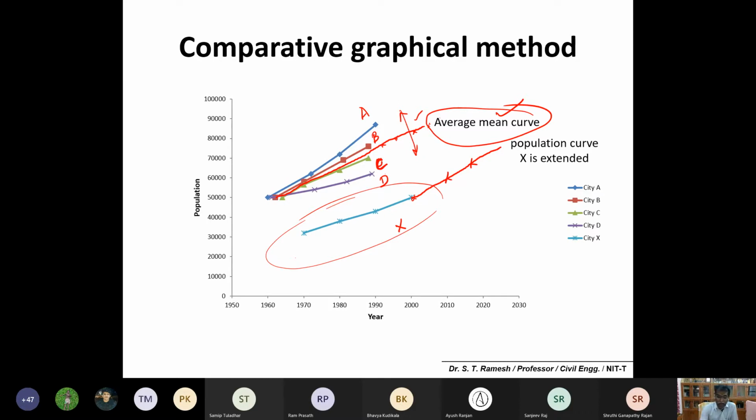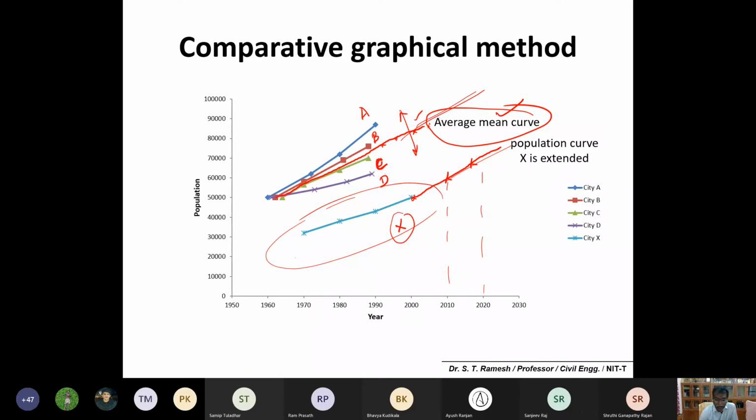Is it okay? So A, B, C, D, you plot them, and you take an average population of A, B, C, D, and plot the average mean curve and extend it. The same way of extension, parallel to this extension, can be plotted for your unknown city as well, and thereby you can calculate the population with respect to the particular decade. Is it fine?